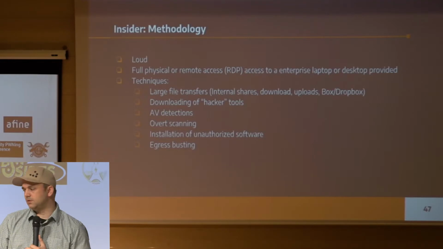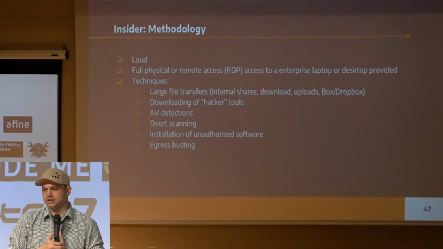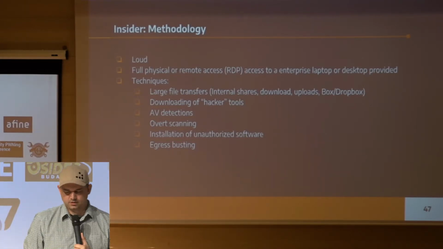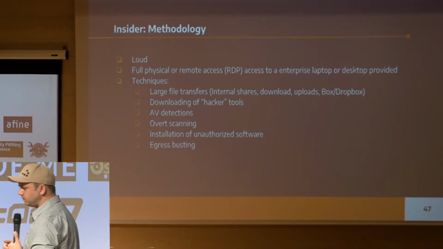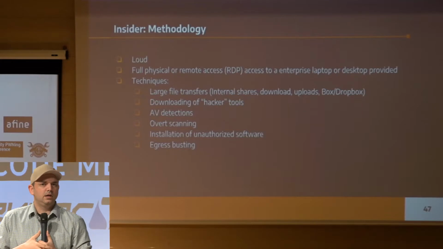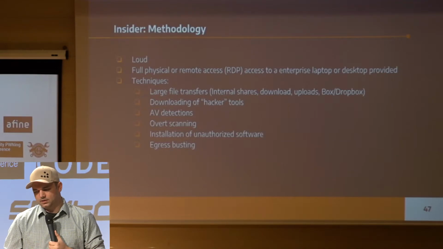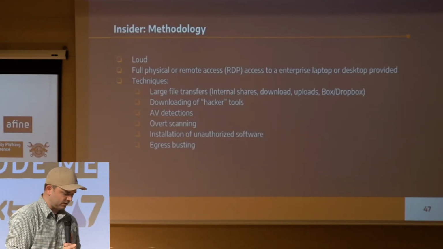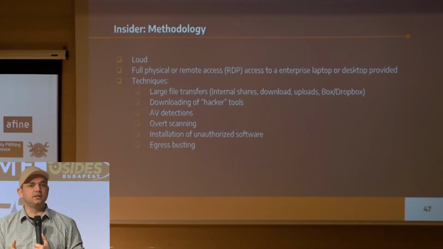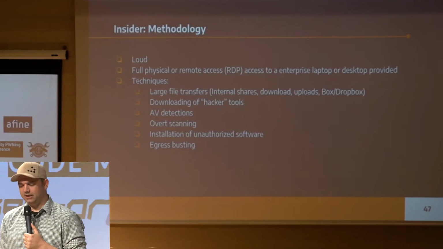They attempt to do things like downloading hacker tools or do large file transfers. Full physical access is required for these, whereas the opportunistic attacker, you can do it with a shell or something like RDP. A lot of overt scanning, a lot of egress busting to find out where it is. Pulling USBs, and that kind of stuff. So the mindset around this is that you have a disgruntled employee. So getting your red team to pretend to be a disgruntled employee is a little hard because none of them are disgruntled, right? We're all having fun.